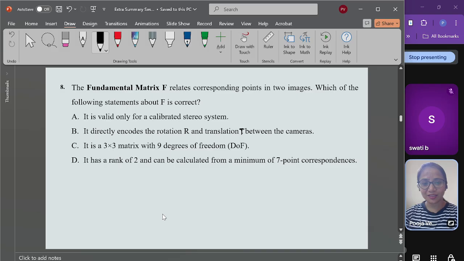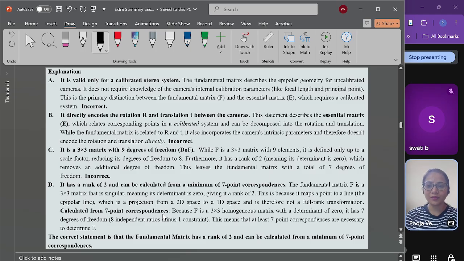let's see the detailed solution for this one. The detailed explanation is here. I will go option by option, then we will see which option is correct.